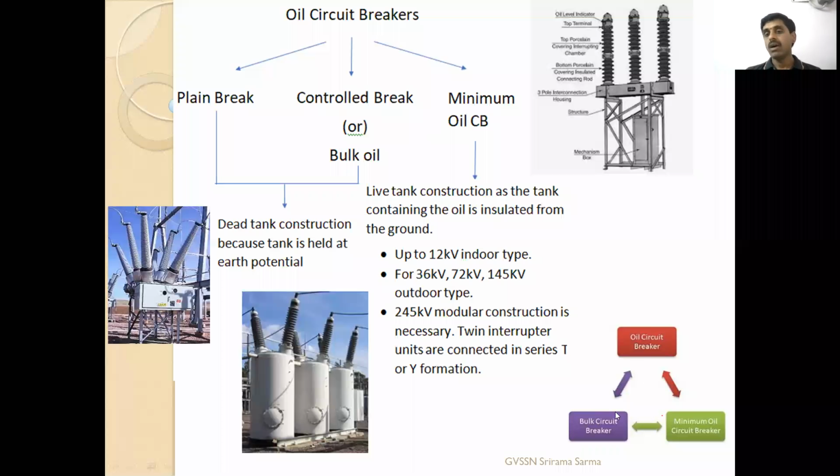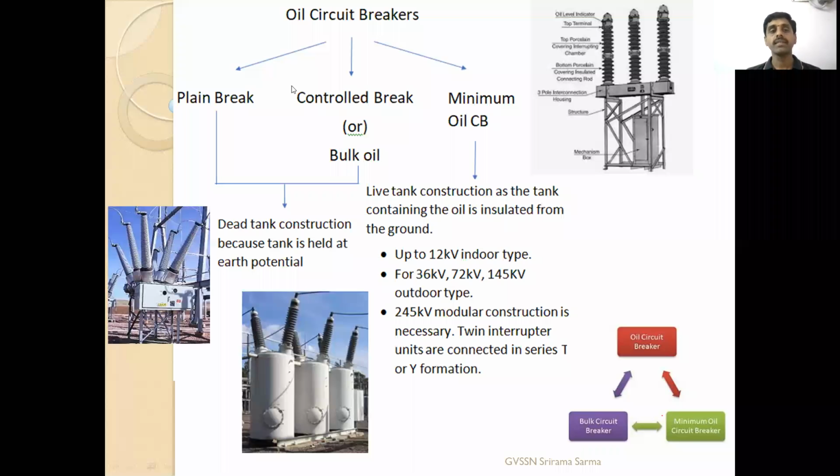Here you can see oil breakers divided into bulk oil breakers as well as minimum oil circuit breakers. This is called live tank construction. Live tank means the tank is kept above the ground with some insulated structure. Up to 12 kilovolts, indoor type is used. For 36 kV, 72 kV, 145 kV, outdoor type is used, and 245 kV needs modular construction. That means different modules will be there that you are going to discuss. That is T-shaped or Y-shaped construction. Two interrupters are required.